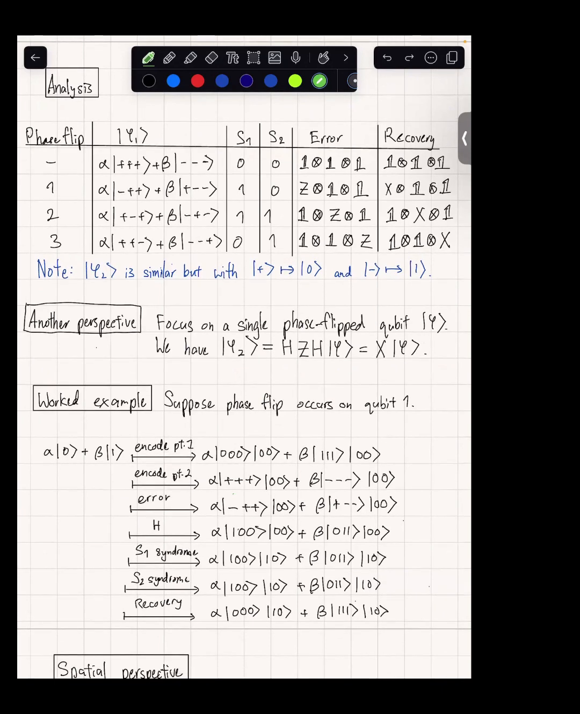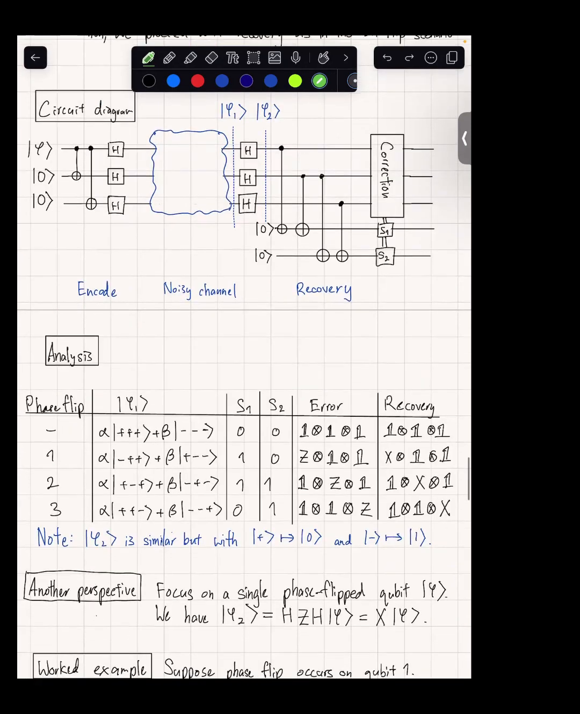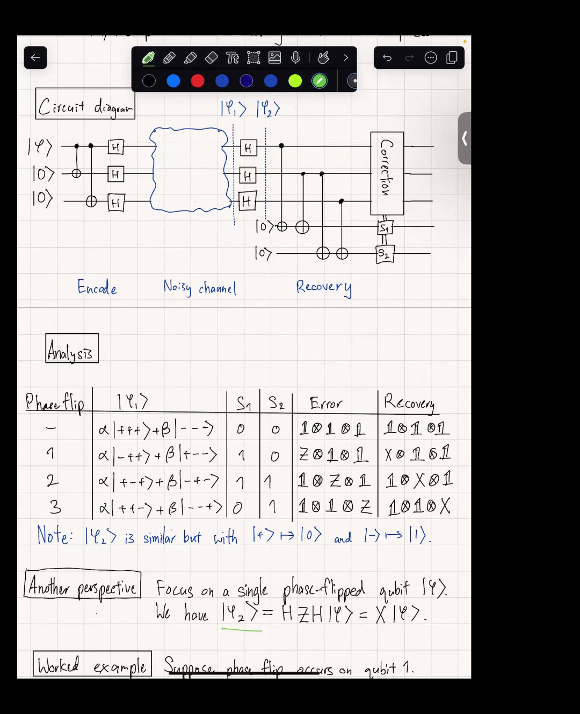One other perspective of viewing this is using some operator notation. If we focus on a single phase flip qubit, phi, and we measure phi after applying the Hadamard gate after the noisy channel over here, what we will get is, well, phi 2 is equal to HZH of phi, which is also equal to X of phi. And this means that a bit flip happens on phi.